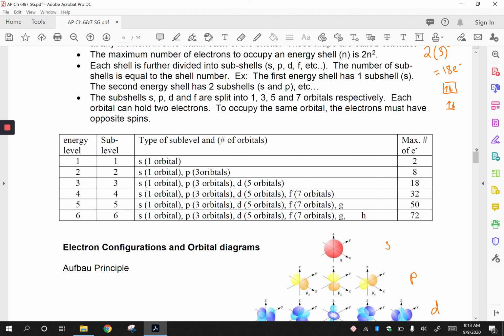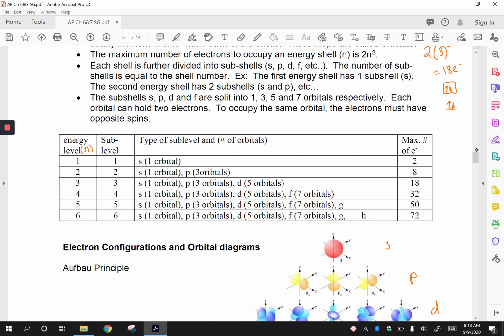So the first energy level, or energy shell, whichever you want, that's your n, right? It has only one sublevel, and it only has the s sublevel in it. And s only has one orbital. So the first energy level has a total of just 1 orbital. Each orbital takes 2 electrons, so I can only put 2 electrons in that first energy level.